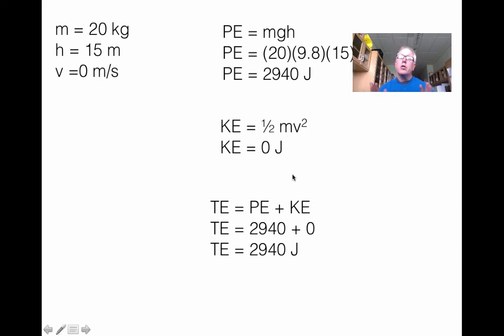Certainly, there are more types of energy out there. But for our purposes, we're going to look at it this way, which is a little bit of a simplifying assumption. But that means the total energy is 2,940 joules.